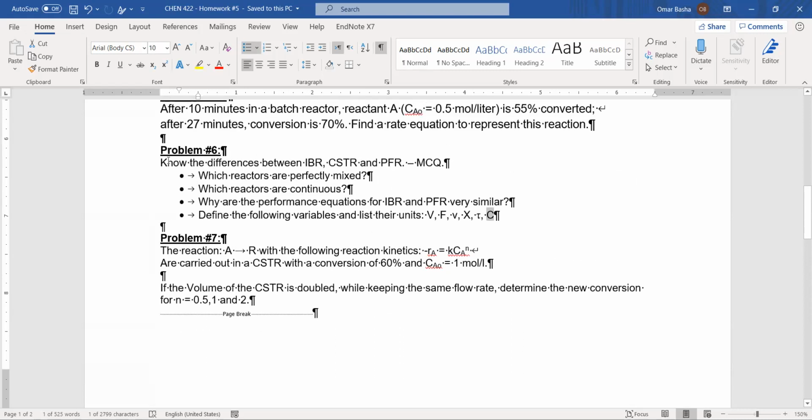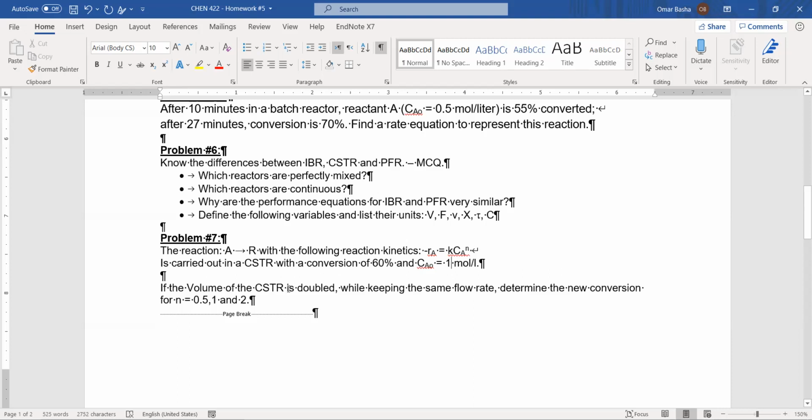This is the type of thing which you probably see on a multiple choice portion. Okay, let's move on. Problem number 7. The reaction A goes to R with the following reaction kinetics: minus rA is equal to k CA to the power n, is carried out in a CSTR with a conversion of 60%, and CA naught is equal to 1 mole per liter. So you're given a reaction rate with an unknown order. You're being told it's being done in a CSTR, that the conversion is 60%, and the initial concentration is 1 mole per liter.